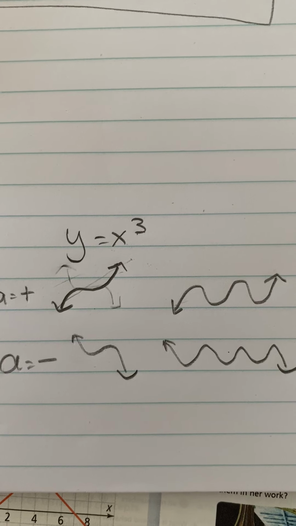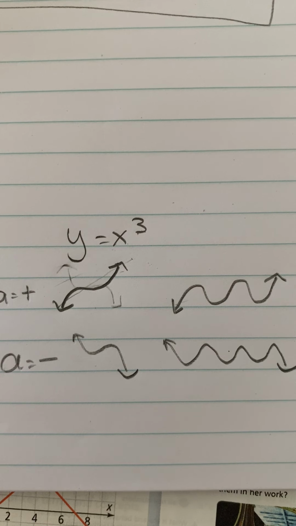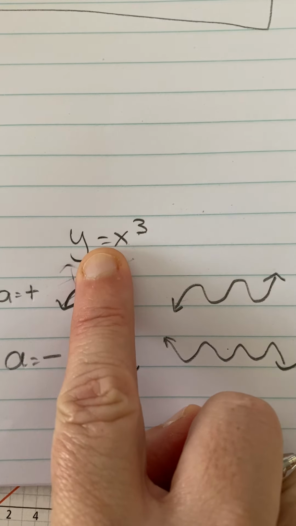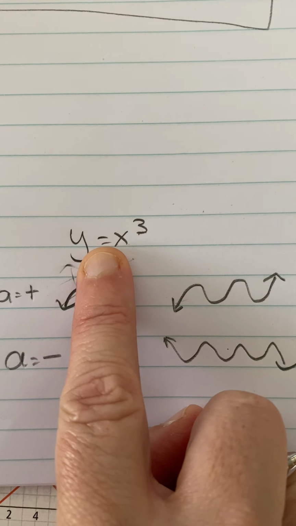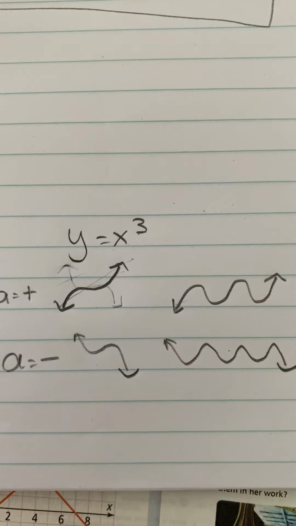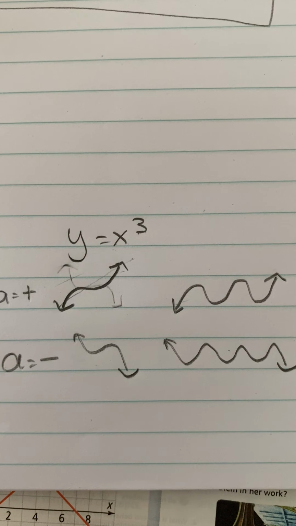So on a multiple choice test, if I asked you to match the graph with the equation, you could just look at the exponent and it would tell you, and the coefficient of x cubed or whatever the A is, and it would tell you which way the graph would look like. Okay?